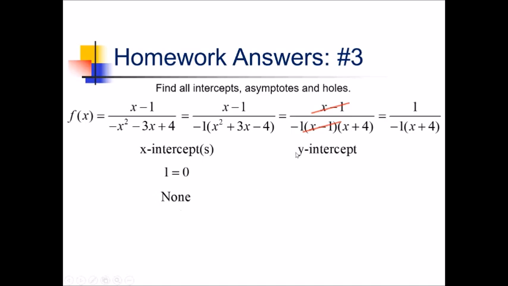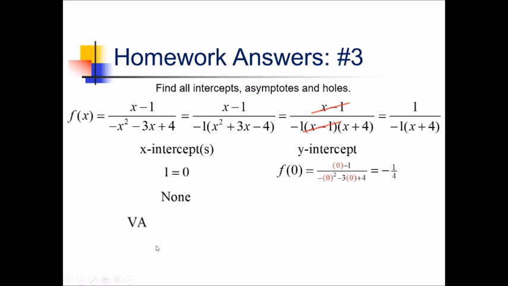For the y-intercept, I plug 0 in for the x's in the original function back here, f of x. So if I plug in zeros for all of those x's, I notice that the only thing left in the numerator is a -1, and everything in the denominator is zeroed out except for 4. So -1/4 is my y-intercept then.